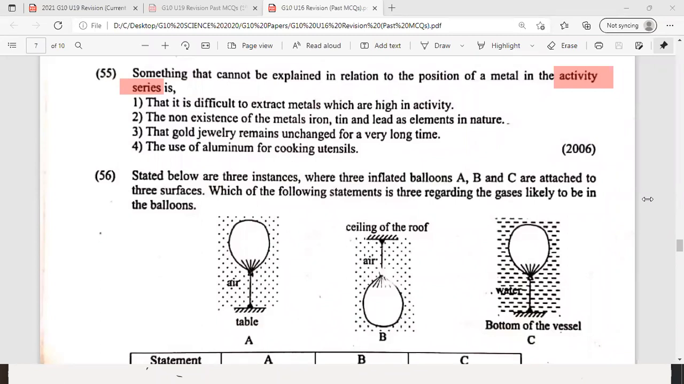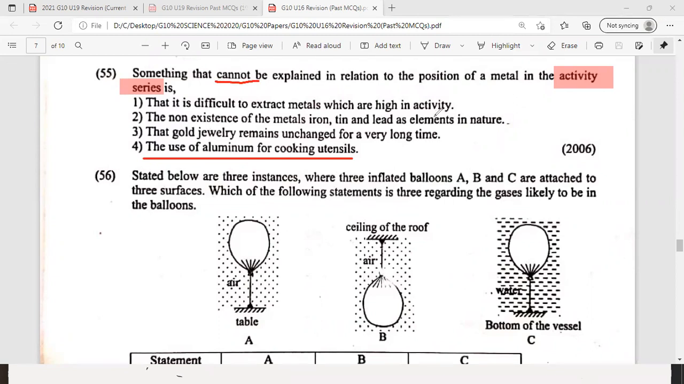Nisula? Sanitha? Fourth answer. Anita? Fourth answer. Sujivani? Fourth answer. Yeah. Very good. All of you are correct. Use of aluminium for cooking utensils. That cannot be explained by this. That is not actually because it's a good conductor of heat, electricity, and it doesn't react with the curry. Actually, they are asking what cannot be explained.